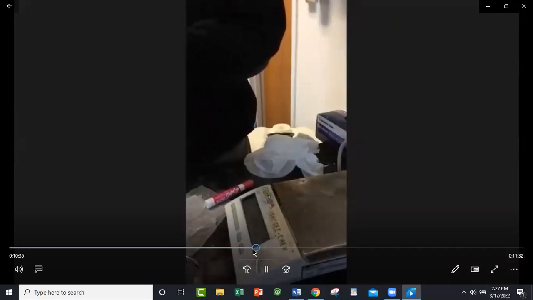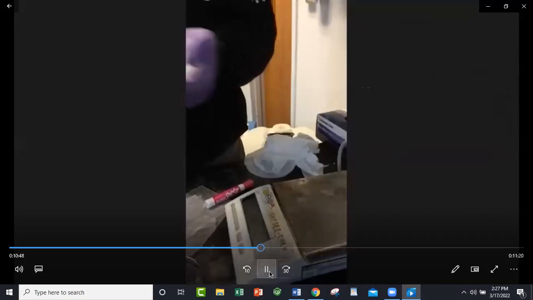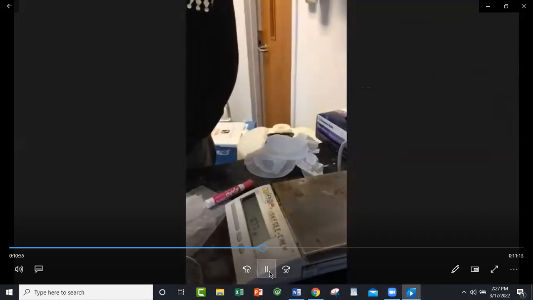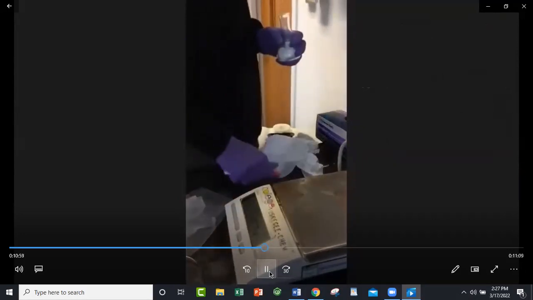There's a couple of tricks that you can do for recrystallization. One of them is what's called seeding. But the only time you have to seed is if your crystals don't come out of solution, and the only time that happens is if you use too much solvent. Right, so you don't want to oversaturate this sample.